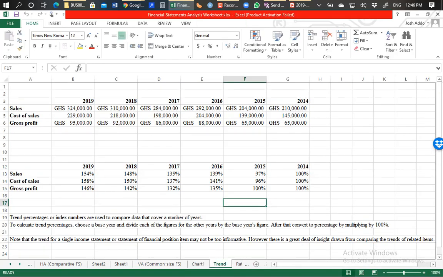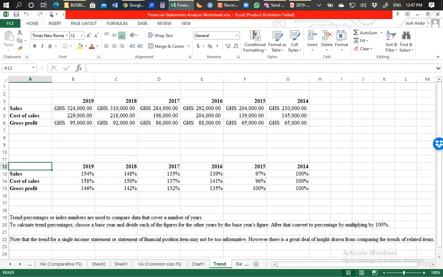We do the same thing for the cost of sales and the gross profit as well. The logic is the same. The base year is 2014. So if I'm here, I'll do 2014 divided by 2014, but you have to lock the base year. And then you can drag. You can do this one, 2015 divided by 2014, and then you lock the 2014 period. You do it just like we did for the sales. You do the same thing for the gross profit. So you will come up with these same figures.